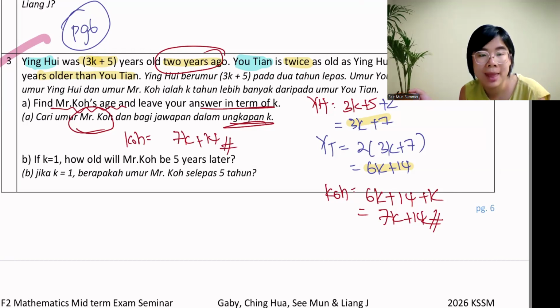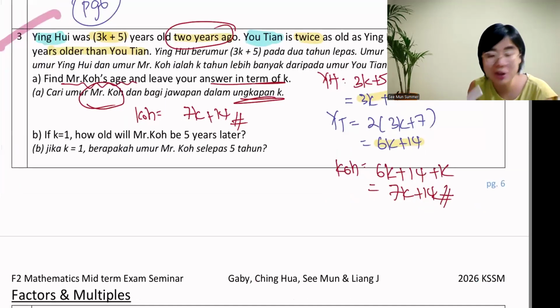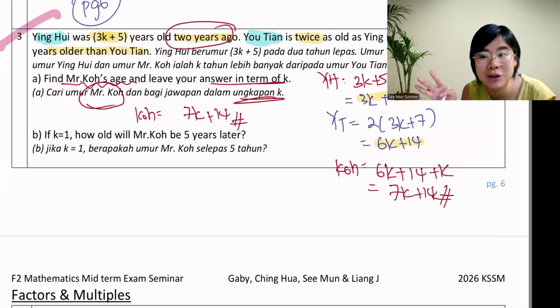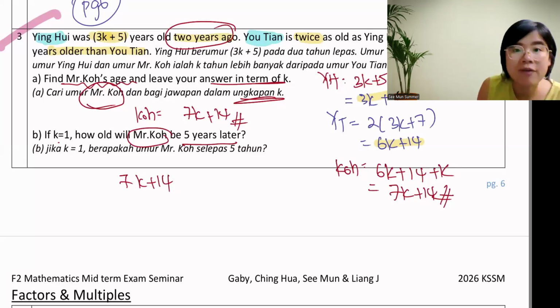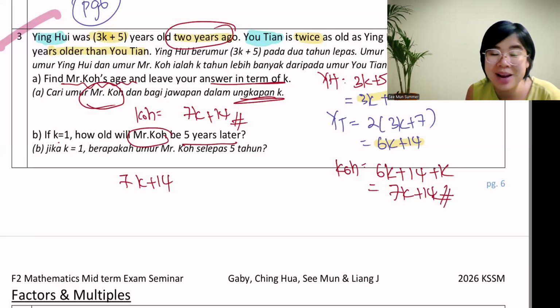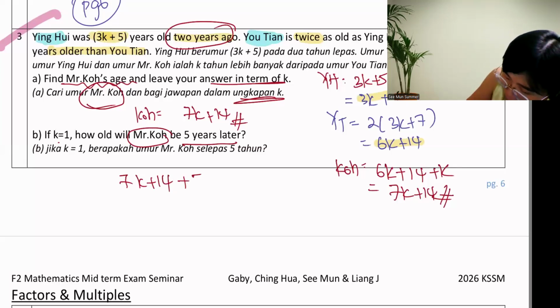Okay? So far so good, not too hard, right? You just need to understand and don't be scared, okay? B, they say if K equals 1, how old is Mr. Ko 5 years later? So first thing first, 7K plus 14. It's 5 years later, so do I plus 5, minus 5 or times 5? Because it's in the future, yes, I need to plus another 5.